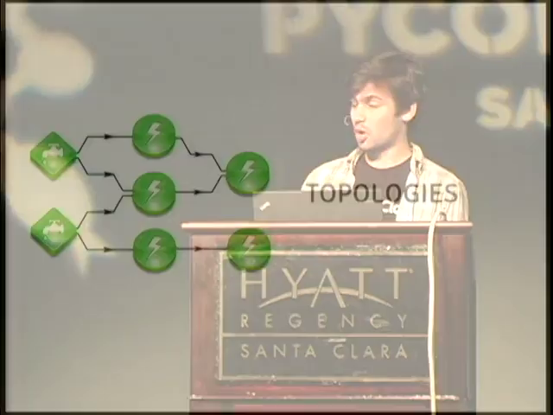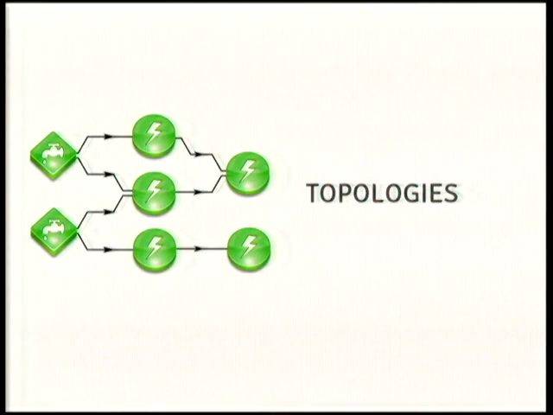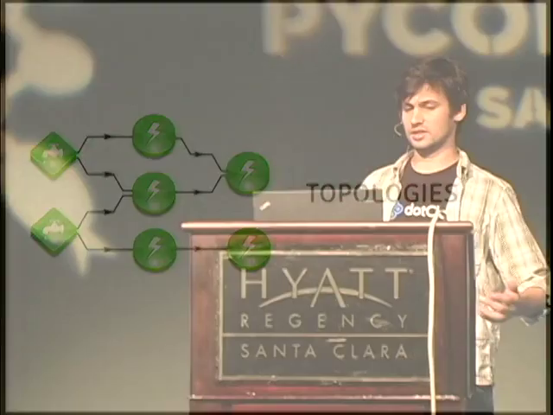So a topology is simply a network of bolts and spouts that are connected by streams. Basically, a topology represents an infinite computation. It is continuously taking in data, which is being emitted by the spouts, and as long as the spouts are producing data, it will continue to compute.